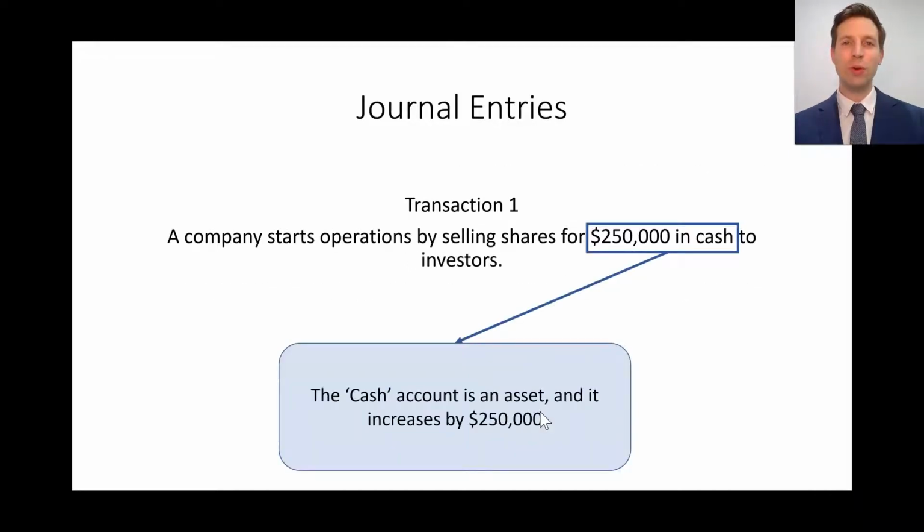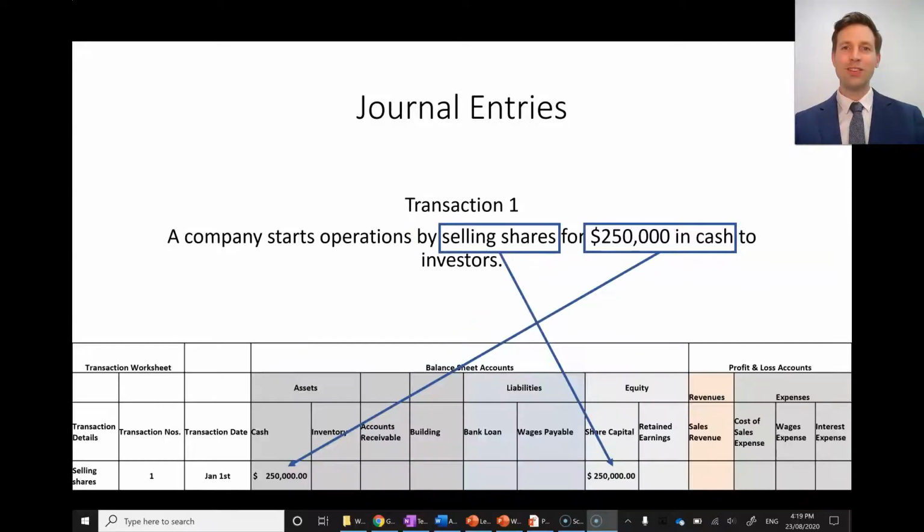The business has received $250,000 from their investors, so the cash account, which is on the balance sheet, will increase by $250,000. So this transaction can be recorded in a worksheet like the one we've got here. In this worksheet, I've listed the balance sheet accounts and some profit and loss accounts. Not all accounts that a business might have, but just some of the main ones we'll see. And when the business has sold their shares and raised cash, we can see the asset cash has increased by $250,000, and the equity account called share capital has also increased by $250,000.